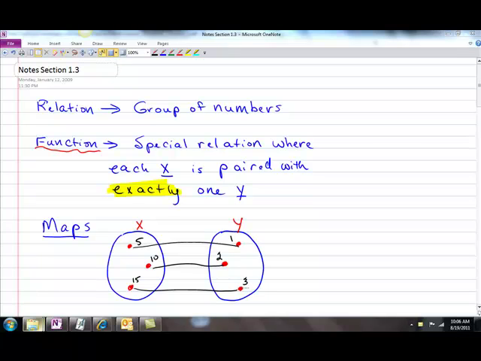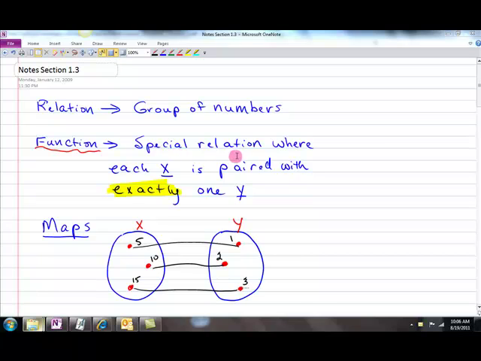This is section 1.3, and we're going to start out with a couple of definitions. The first one is the word relation. And a relation simply can mean a group of numbers. There's nothing special about that group. It could be anything. And we go immediately to the word function, which is really important for the entire course.